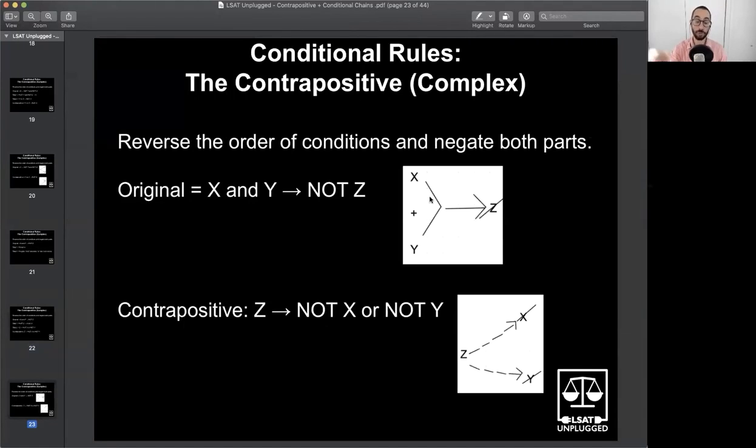So you see, again, it's weird. Like I said, it's a little bit more complex. I want to indicate that having both X and Y together is what is sufficient to activate the rule, sufficient to guarantee the not Z. So I do this plus sign. I also do a kind of a bracket, then the arrow pointing to not Z.